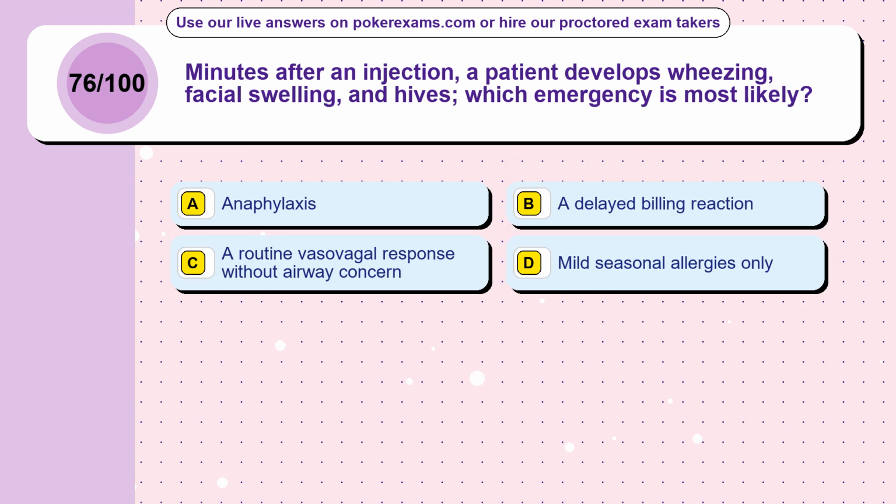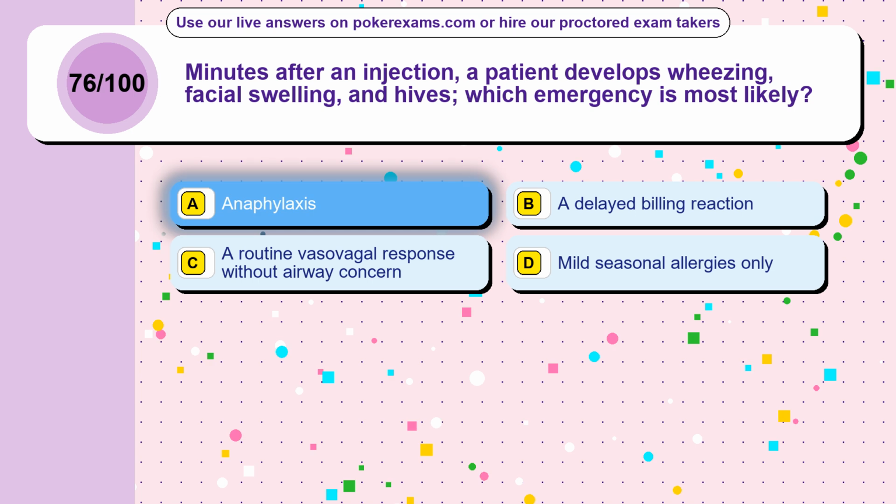Question 76. Minutes after an injection, a patient develops wheezing, facial swelling, and hives. Which emergency is most likely? Option A, anaphylaxis. Option B, a delayed billing reaction. Option C, a routine vasovagal response without airway concern. Option D, mild seasonal allergies only. The correct answer is option A, anaphylaxis.